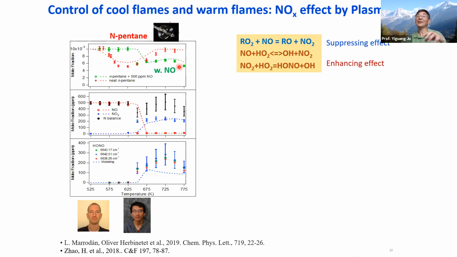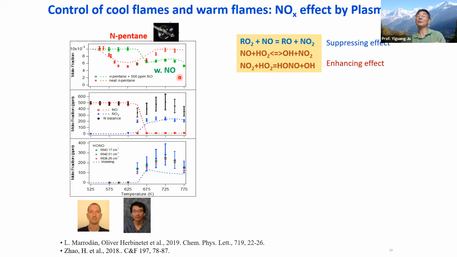In other words, they accelerate the reaction at the intermediate temperature, but they delay the reaction in terms of low temperature chemistry. The reason is that low temperature chemistry requires these alkyl peroxy radicals. But once plasma generates NO, it converts this RO2 into RO, becoming NO2, suppressing the alkyl peroxy radicals and slowing down the low temperature chemistry.